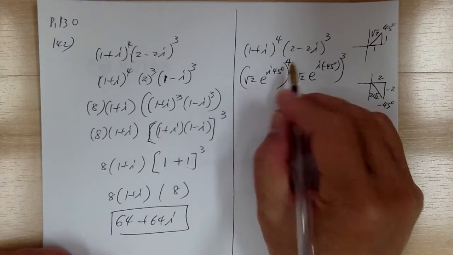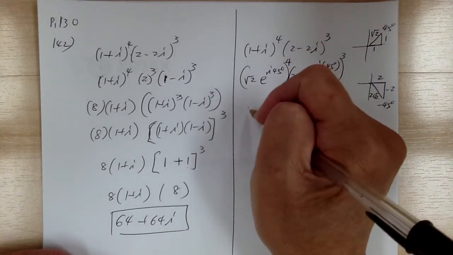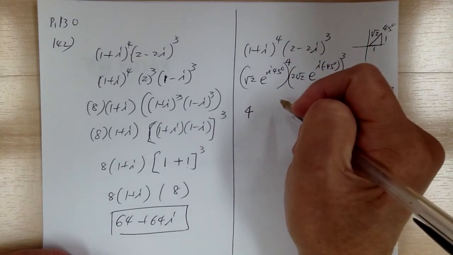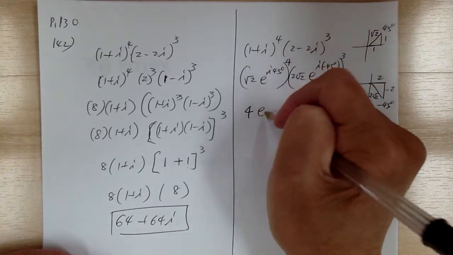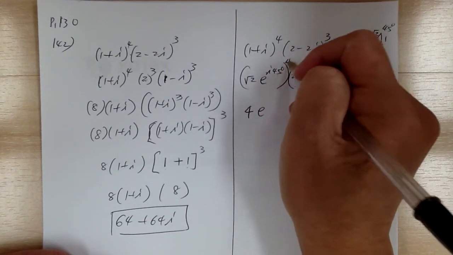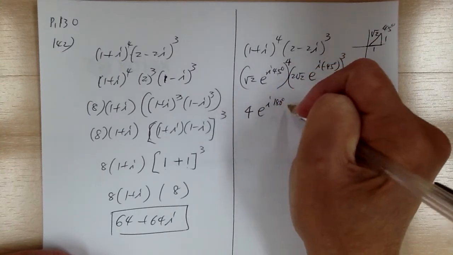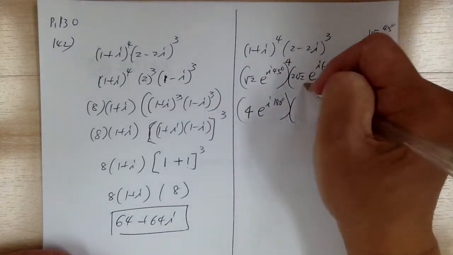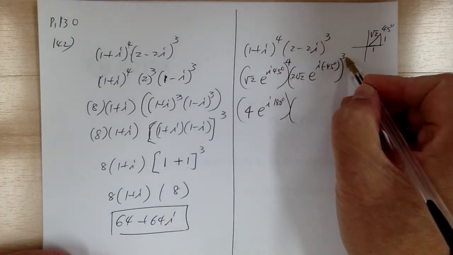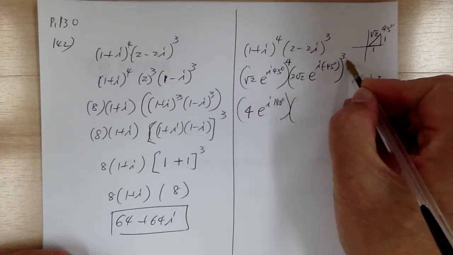So square root of 2 to the 4th power will equal 4, and then this would be e to the, so this one you just do exponent of exponent, you multiply, so it would be i to the 180 degrees. Okay, this one when you multiply, 2 to the 3rd power is 8, and square root of 2 to the 3rd power is 2 square root of 2.